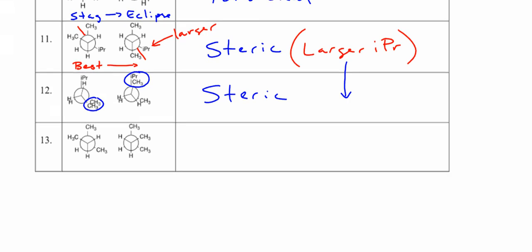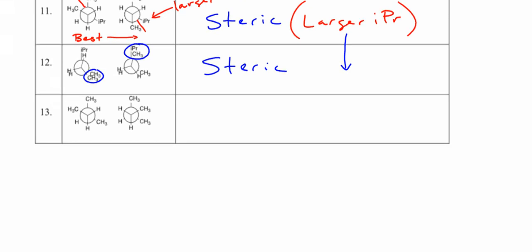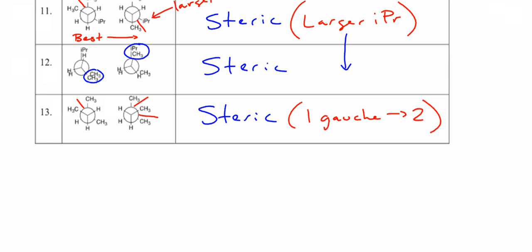And finally, number 13, I think this is my favorite one of the 6 or 7 that we just did. Why is the first one better than the second one? They're both staggered, so then you have to think about where things are located. Here we have 1 gauche. Here we have 2 gauches. So what's a gauche? It's going to be a steric strain because, again, that's dealing with atoms. So you went from 1 gauche to 2. So that's going to create more strain.